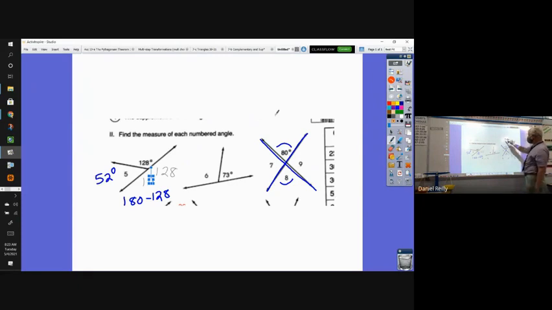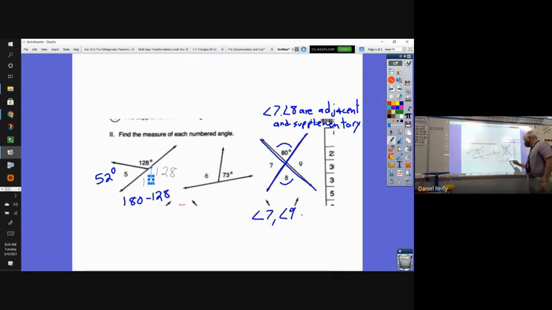So angle 7 and angle 8 are adjacent. They're also supplementary, right? Because they add together to make 180 degrees. Angles 8 and 80 are what kind of angles? What is their relationship? It starts with a V. They are vertical angles. So angle 7 and angle 9 are vertical angles. So are angles 8 and 80.